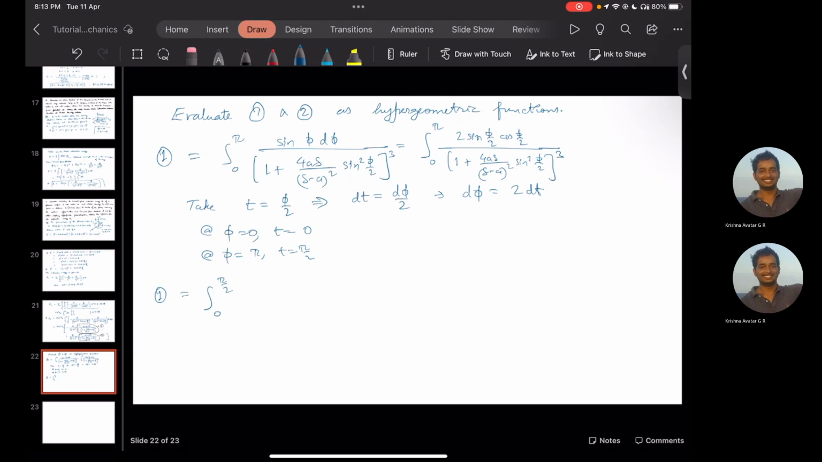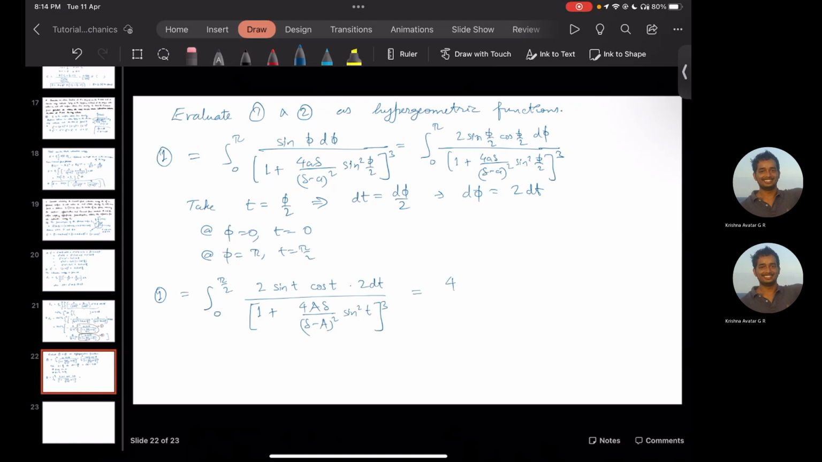So we have 0 to pi by 2. This was with the pi. So this we have 2 into sin t cos t, and 2 into dt divided by 1 plus 4a delta del minus a whole square. Again, for our simplicity, let's just call our a as capital A del, and you'll know why. Pi cubed.